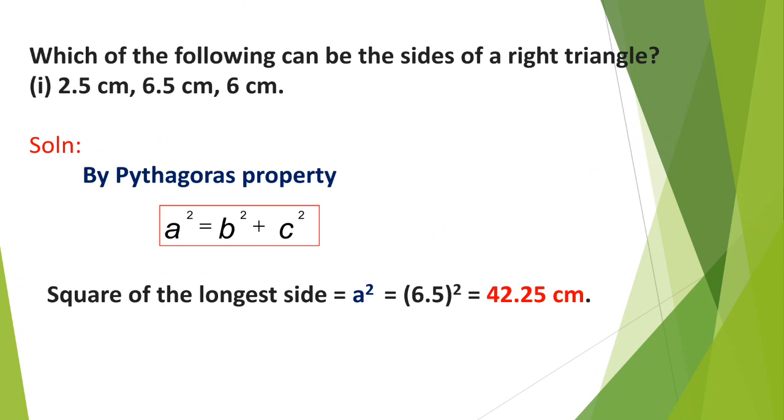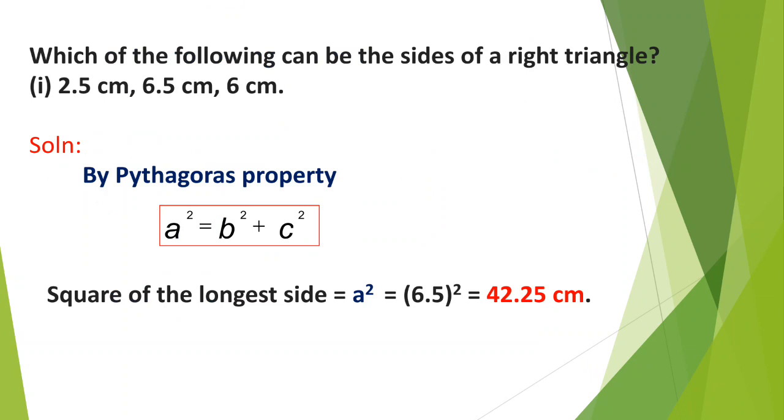Here, they have given 3 sides: 2.5, 6.5 and 6. We have to check whether the sides can form a right angle triangle. First, here also we want to use the Pythagoras property. A square equals B square plus C square. A square is the hypotenuse side. It must be the longest one. Which is the longest measurement?